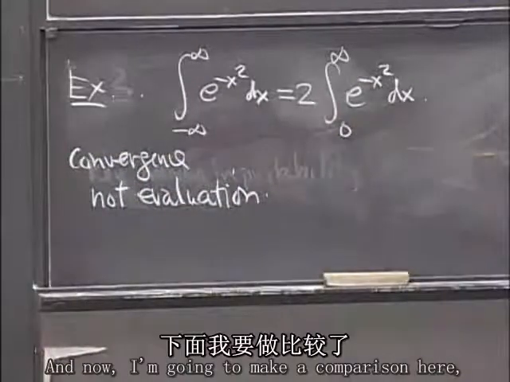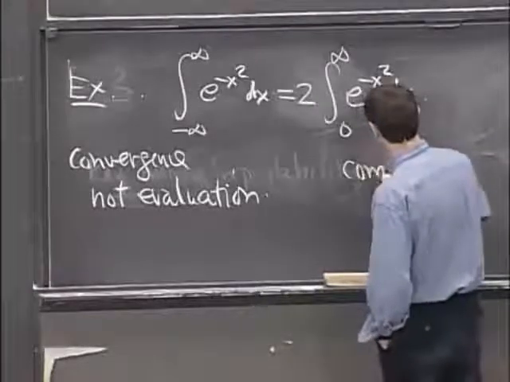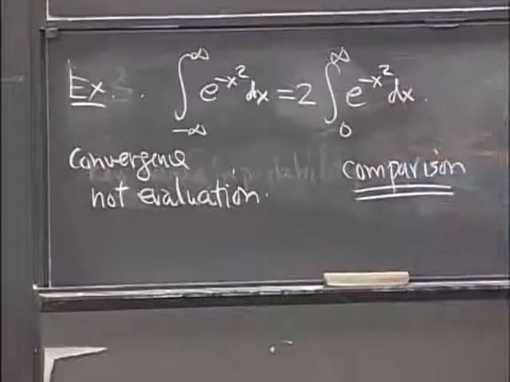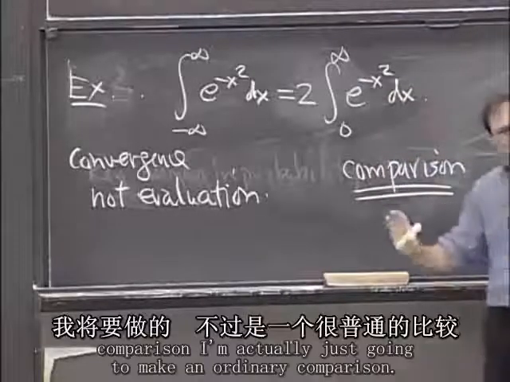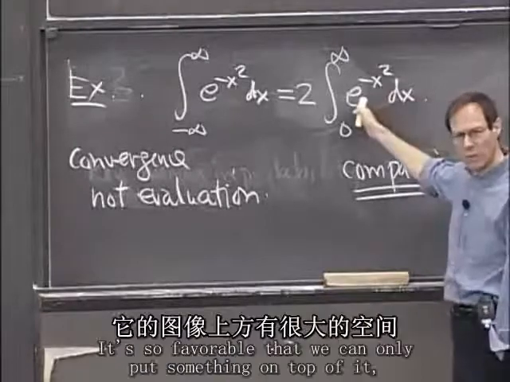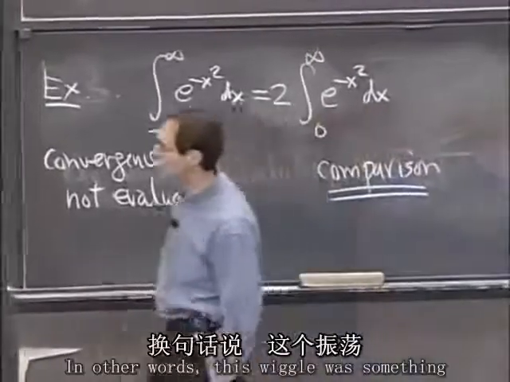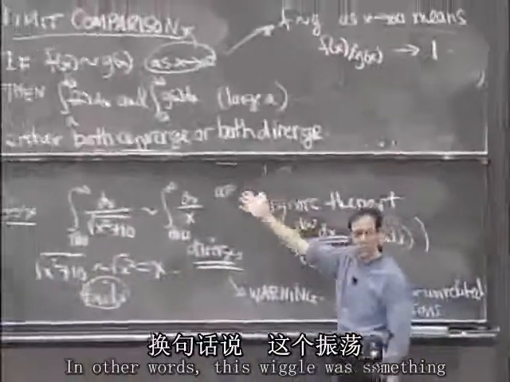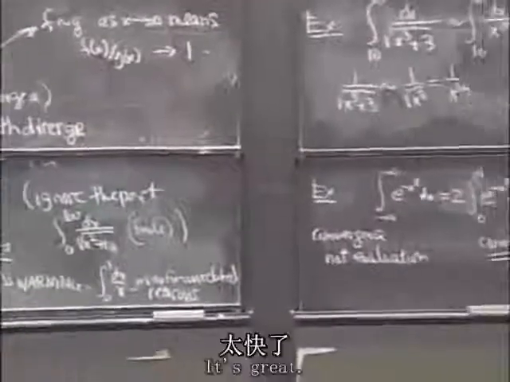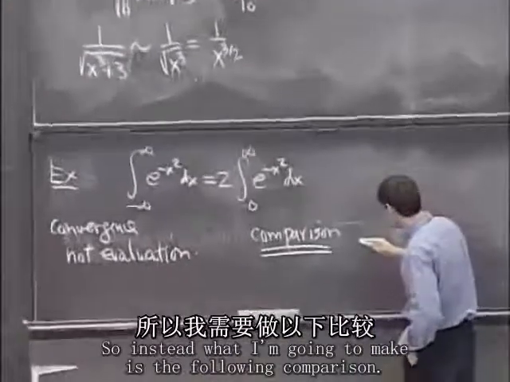And now I'm going to make a comparison here. Rather than a limit comparison, I'm actually just going to make an ordinary comparison. That's because this thing vanishes so fast, it's so favorable, that we can only put something on top of it. We can't get something underneath it that exactly balances with it. In other words, this wiggle was something which had the same growth rate as the function involved. This thing just vanishes incredibly fast. It's too good for us for this comparison. So instead, what I'm going to make is the following comparison.